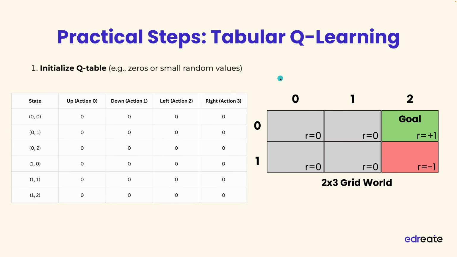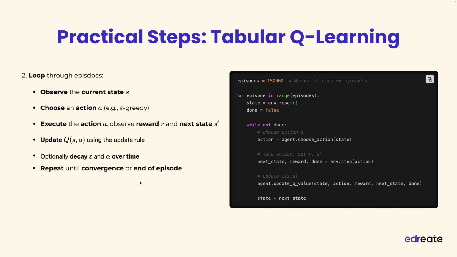Let's take a look at the first step. So taking the example of this 2x3 grid world that we previously worked with, this is what a Q table will look like initially. All values are 0 initially, and this is the Q table that will update at every iteration. So now this is what the Q learning process looks like in code. Again, it's very simple once you have built all the components.